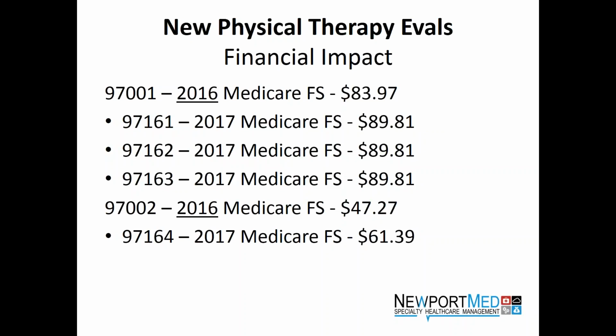But it's important that you learn the guidelines for each level of complexity and that you bill and document to the highest level possible. CPT code 97002 in 2016 paid $47.27, and they're giving you just over a $14 bump in reimbursement for the established patient re-evaluation code.